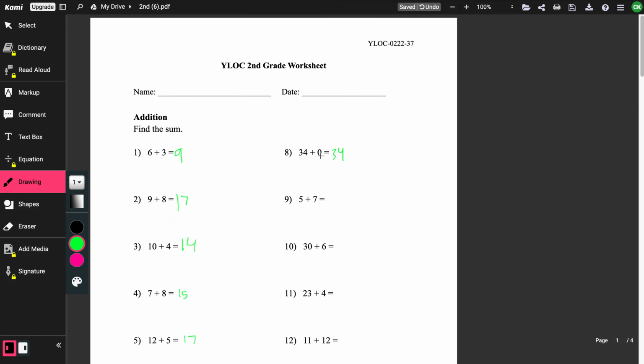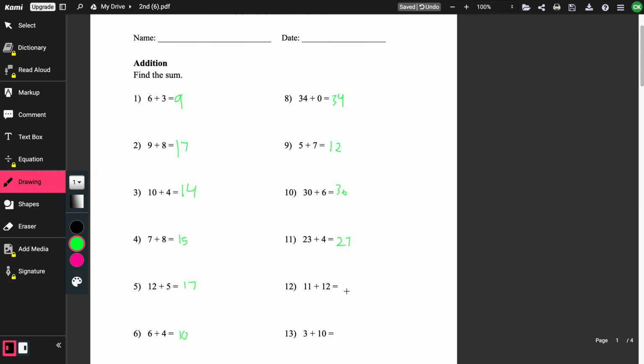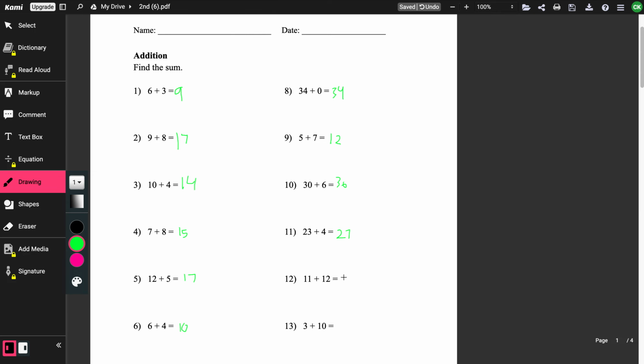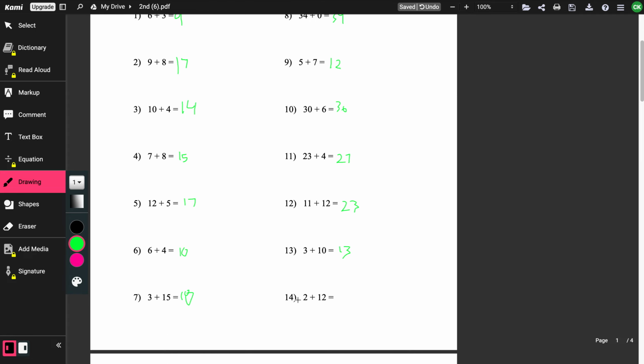And obviously, whenever you add or subtract by 0, it's always just going to be that number. So yeah. And for 9, 5 plus 7, that's 12. 10, 30 plus 6, that's 36. 11, 23 plus 4 is 27. And 12, 11 plus 12, that's going to be 23. 13, 3 plus 10, that's 13. 14, 2 plus 12, that's 14.